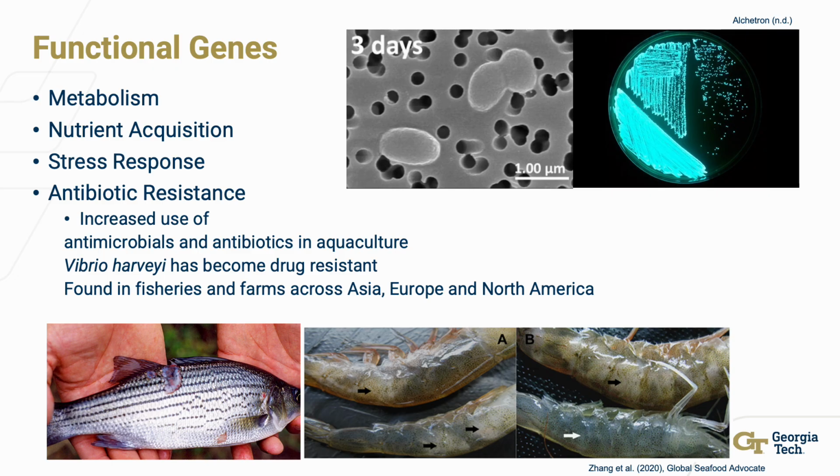So for example, Vibrio harveyi, you can see it here in the top right corner. It's actually one of the bioluminescent bacteria that I believe we've talked about in class. There has been more of this drug-resistant and multi-drug-resistant bacteria found in fisheries all around the world, especially in seafood farms and in shrimp farms, and they've been found in South and Southeast Asia, in Europe, and in North America.